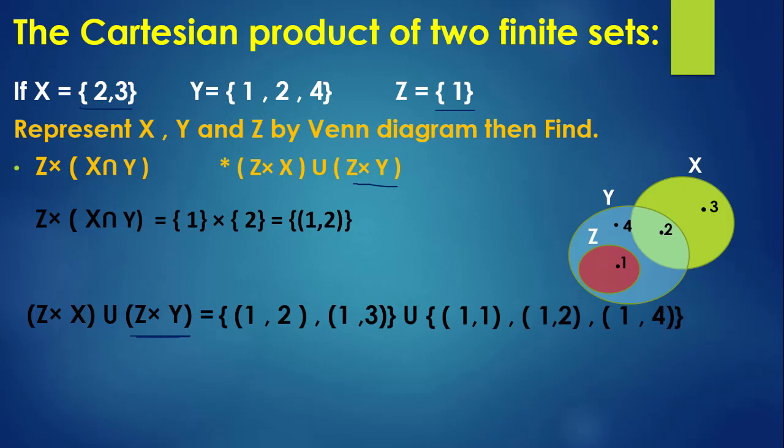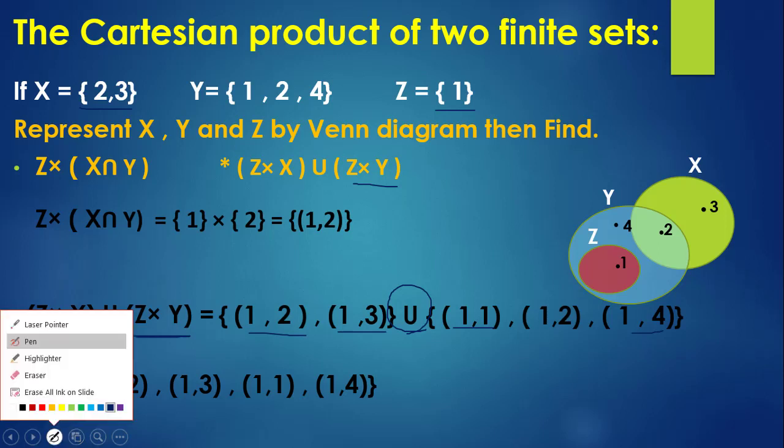Okay, now I want the union of the 2 sets. What do you mean by union? It means all elements, but please don't repeat. So you have (1, 2), (1, 3), (1, 1), (1, 4). But don't write (1, 2) 2 times. Don't repeat, okay? So it will be (1, 2), (1, 3), (1, 1), and (1, 4).